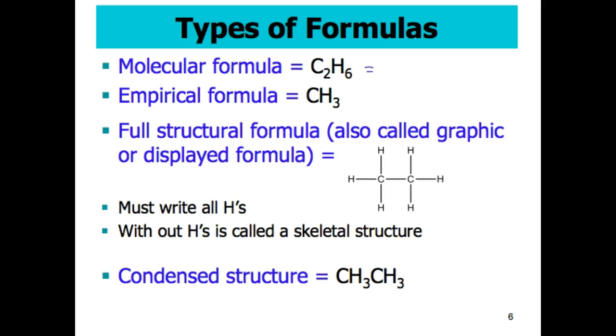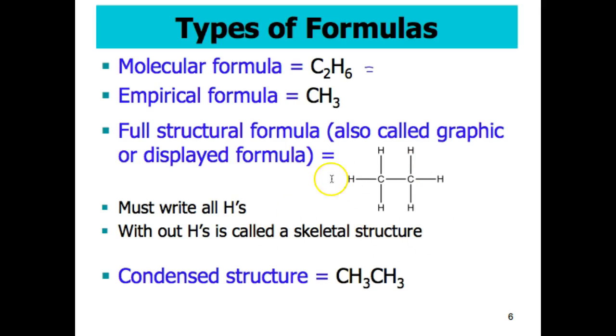There are different types of formulas, and we've already talked about a few this year, but let's just recap. We have molecular formulas. Those are the non-reduced version of the compound, so C2H6, as opposed to the empirical form, which is the most reduced version of the compound, so CH3. We also have structural formulas. Those are the graphic or displayed version. So if you look at this picture, this is a structure showing you what this compound looks like. It could also be called graphic or the displayed formula.